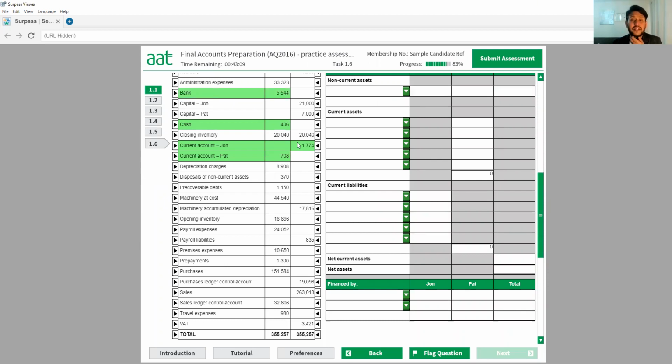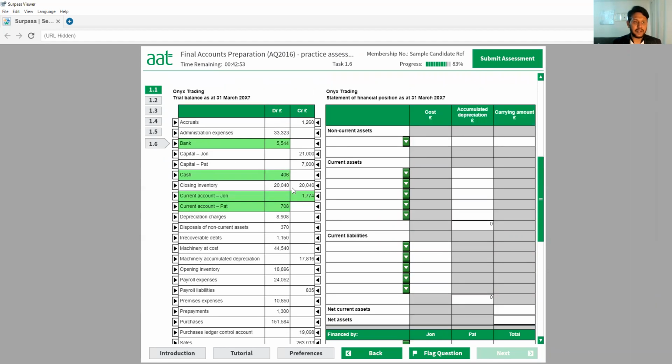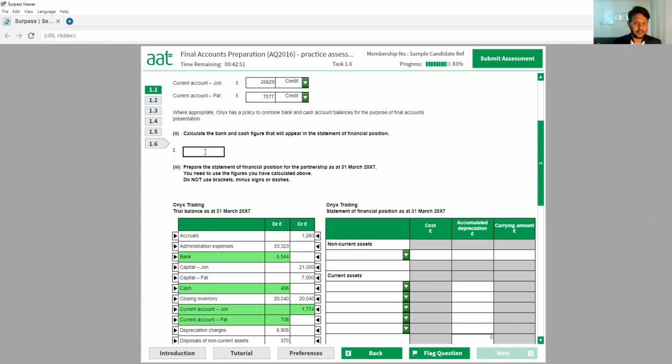Remember that if there's a credit, we have to minus it because credit means like liability. Cash cannot be credit anyway, but the bank can be credit because the bank can go to the overdraft. So 5,544 plus 406. This will be our cash and bank on the financial statement. So that will be our 5,950.